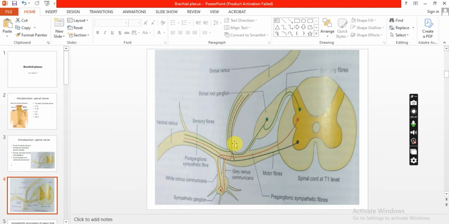Then what about the dorsal rami? What do they do? They go backward and supply the skin as well as the muscles on the back, on the posterior aspect of the trunk. Okay, clear?